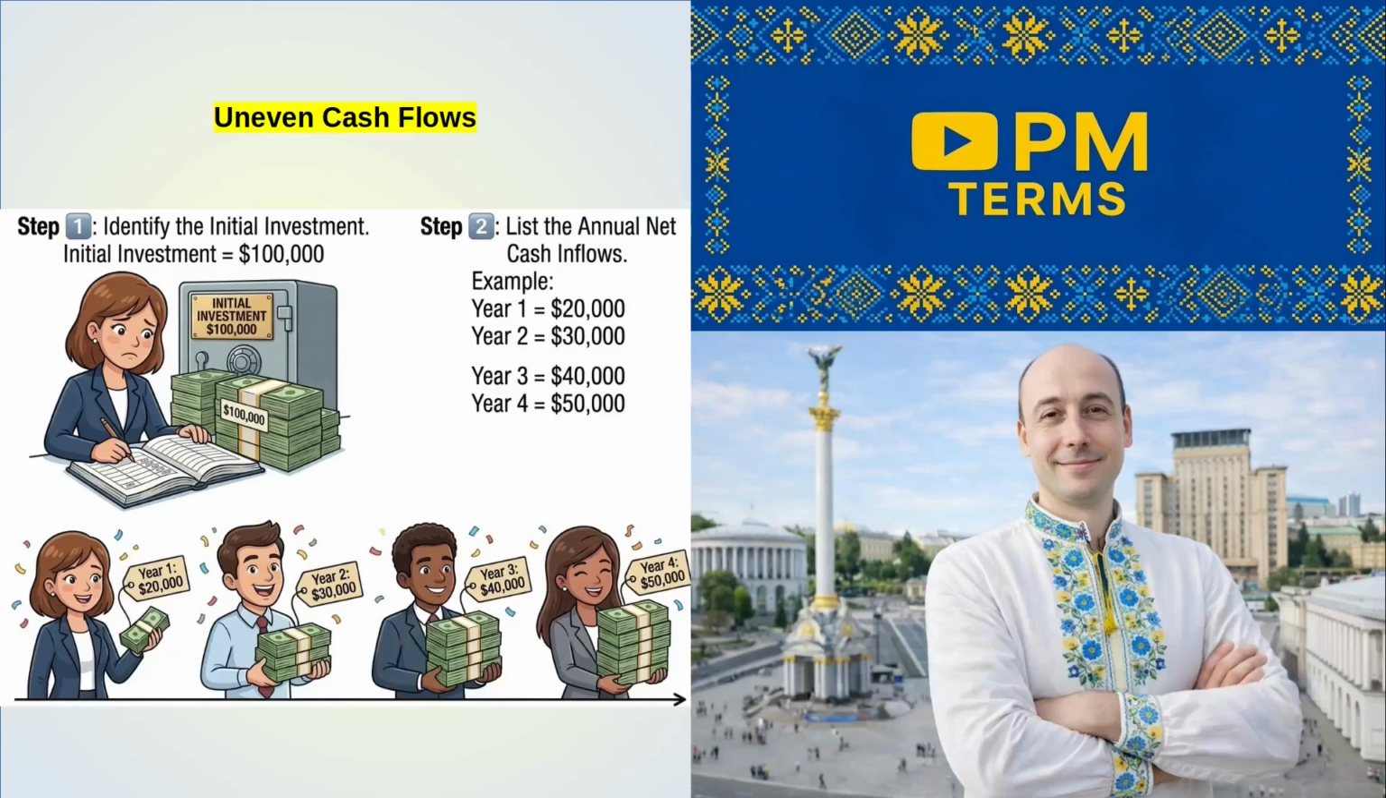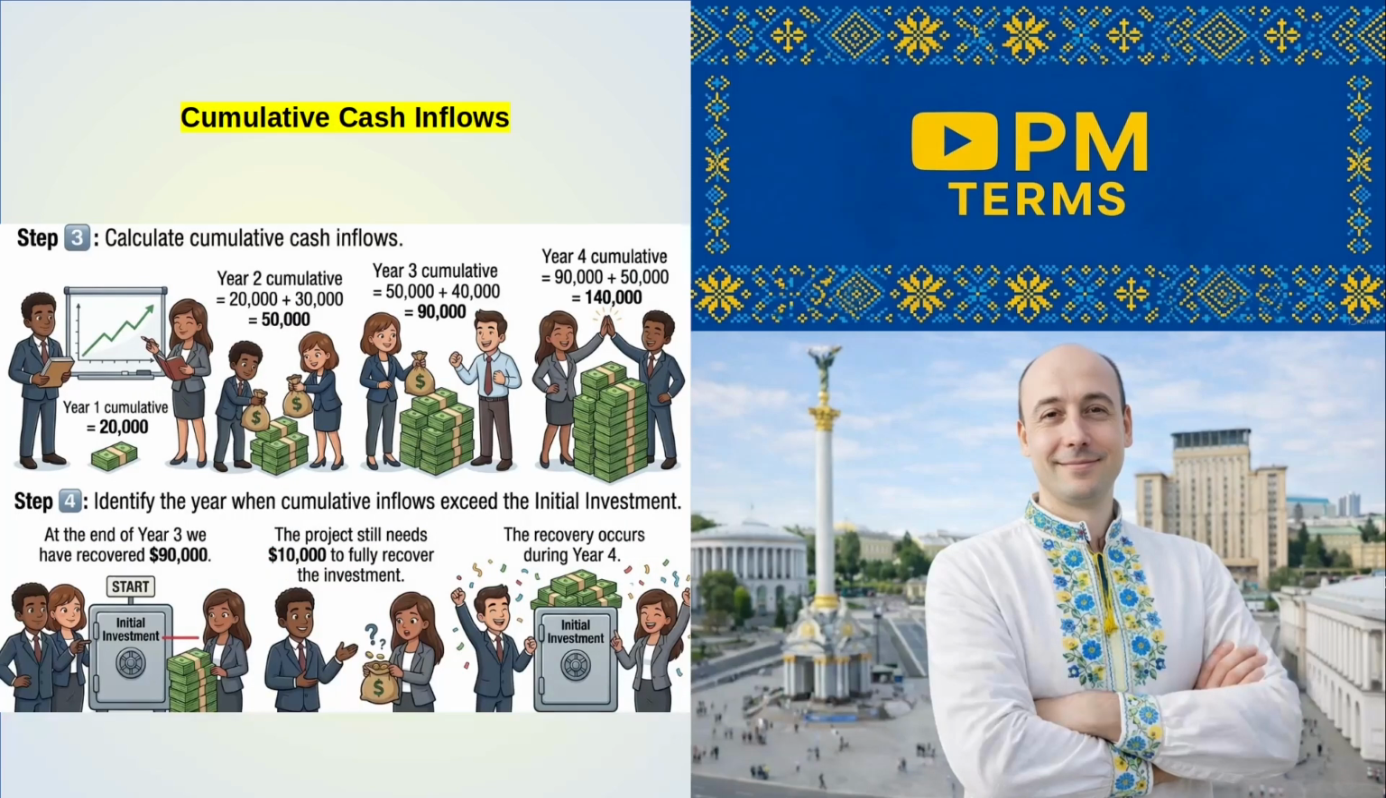Step 1. Identify the initial investment. Example: initial investment equals $100,000. Step 2. List the annual net cash inflows. Example: year 1 equals $20,000. Year 2 equals $30,000. Year 3 equals $40,000. Year 4 equals $50,000.